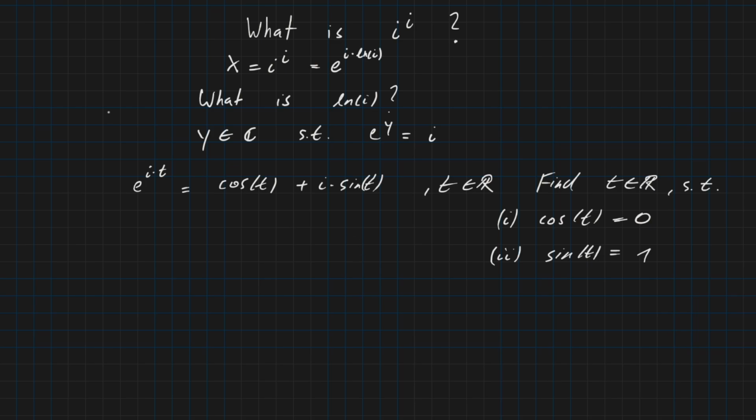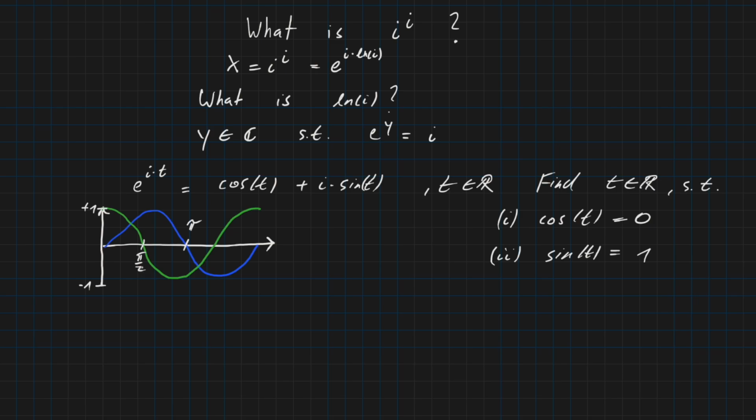And when drawing, and I'm really bad at drawing, excuse me, but I will try my best, you see now that for t equals pi over 2, the cosine attains exactly 0. That's what we need. And gladly, sine attains 1 here, right? So we have found one t where this holds.